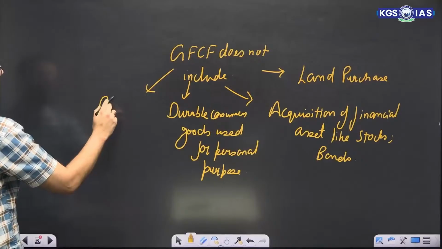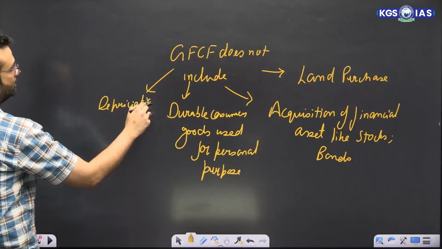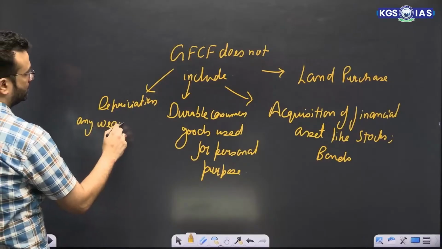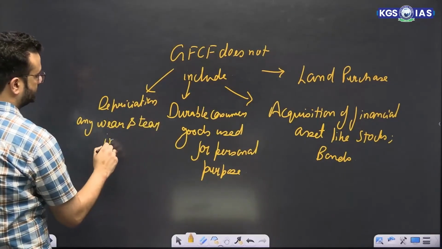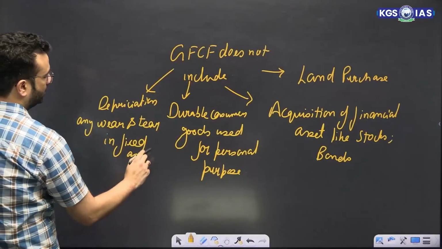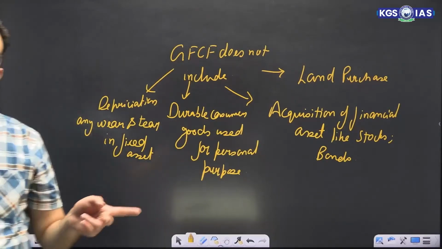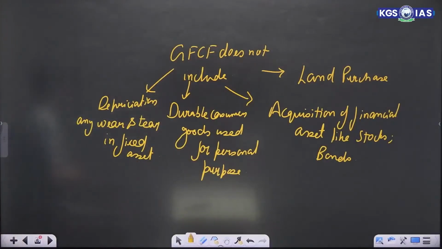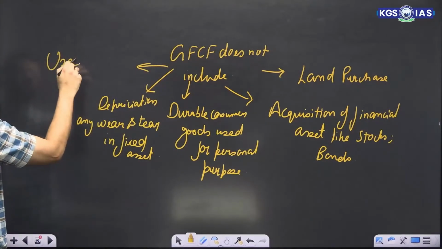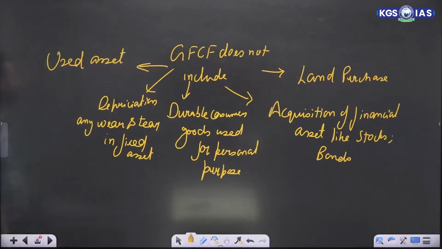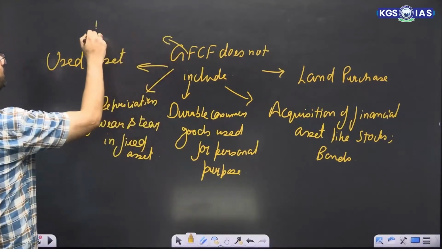Depreciation. Any wear and tear in assets, in fixed assets, is not included in GFCF. They are included in net fixed capital formation. So GFCF does not include depreciation as well. Then used asset. Any asset that is considered used, that you already used, like second-hand goods, is not part of this. And most importantly, intermediate goods.